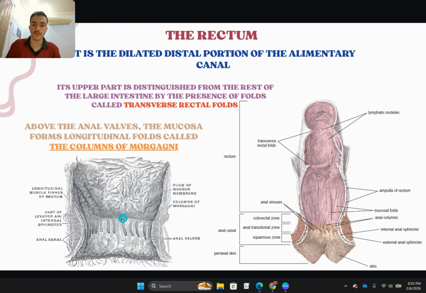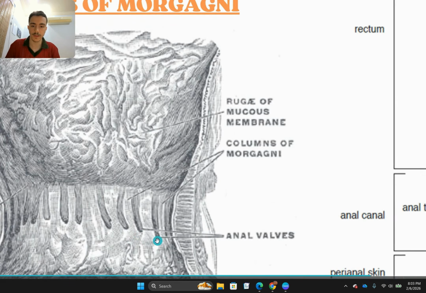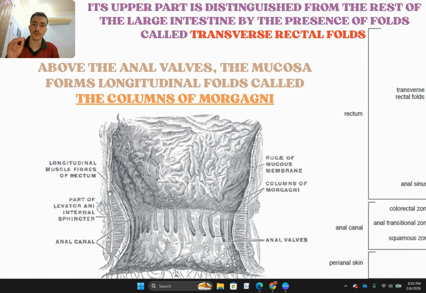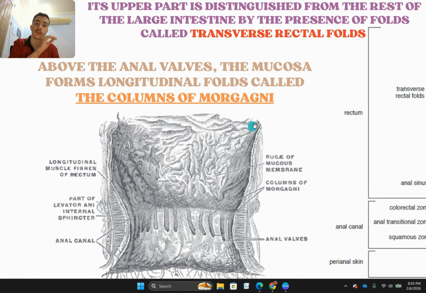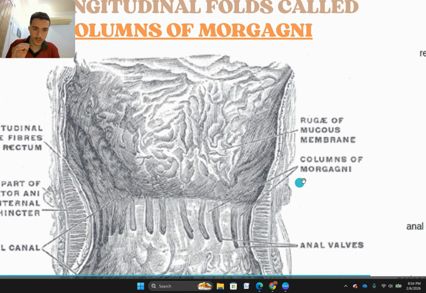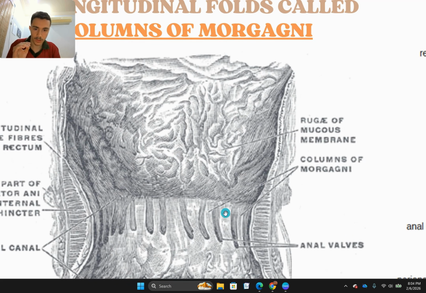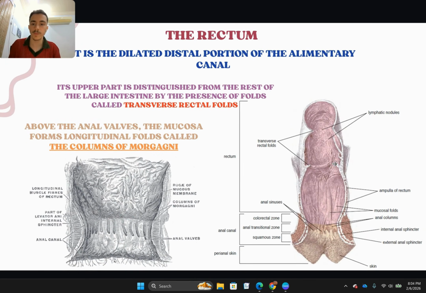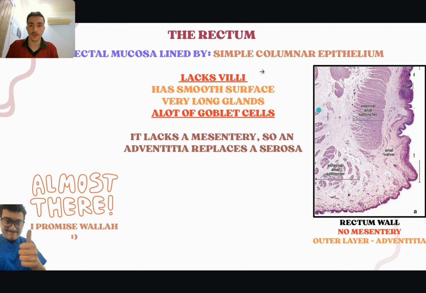Above the anal valves, this is the anal valve, as you can see here, these anal valves are down here. Above them, the mucosa forms longitudinal folds, which are called the columns of Morgagni. So these folds, the columns, this one here, here, here. We call them columns of Morgagni, found in the mucosa directly above the valves. Okay, the rectum.